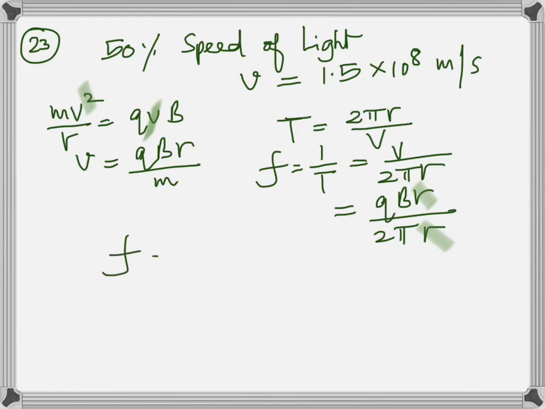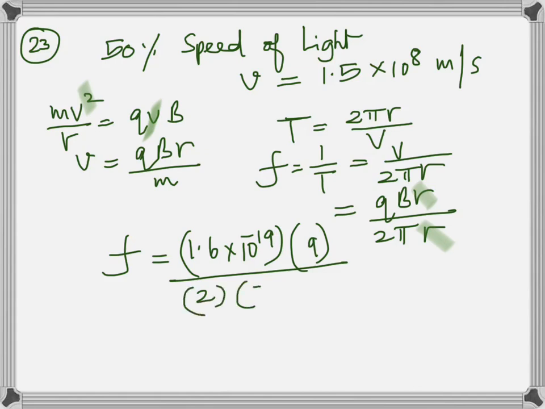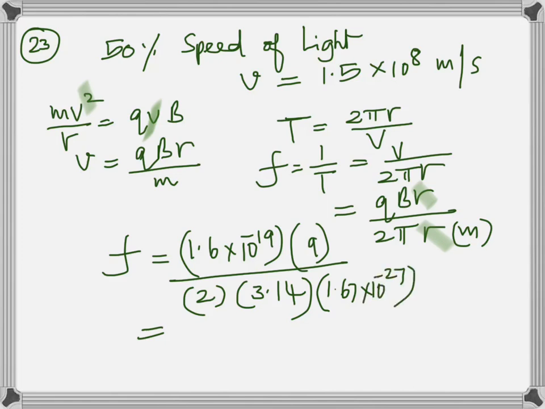I just forgot to write the mass there, so you've got to put the mass. I hope you remember. And q is 1.6 times 10 to the negative 19. Magnetic field is 9 Tesla. 2 times pi. And there you go. The mass has to come there. So the mass is that of a proton, 1.67 times 10 to the negative 27. That gives you 137 times 10 to the 6, which is 137 megahertz.